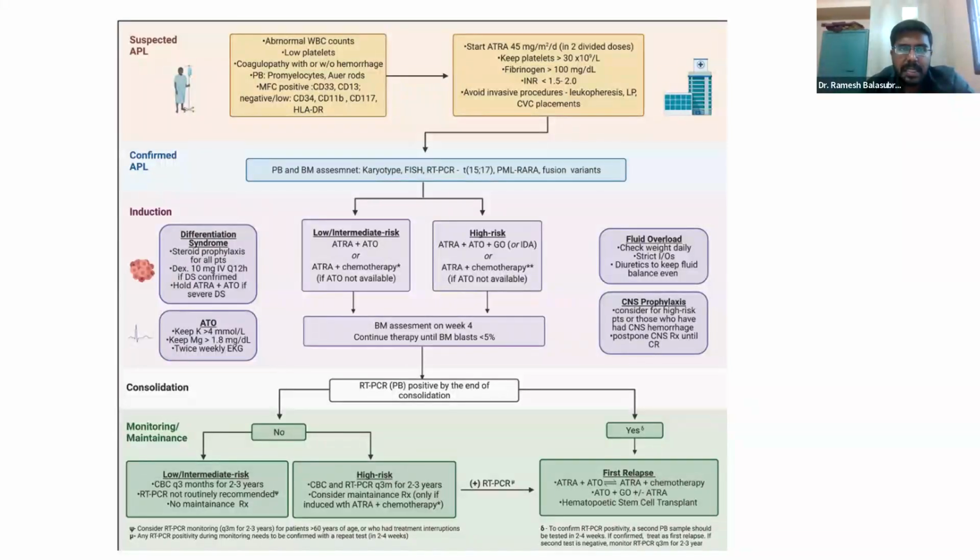This is a busy slide showing the algorithm for APML. The dosage for ATRA will be 45 milligram per meter square per day in 2 divided doses given throughout the induction, and it's also used in consolidation as well as the starting phase of maintenance. If the patient has got a pseudotumor cerebri, you have to cut down the dosage to 25 milligram per meter square, and for arsenic trioxide, the dosage is 0.1 mg per kg, maximum of 10 milligrams.